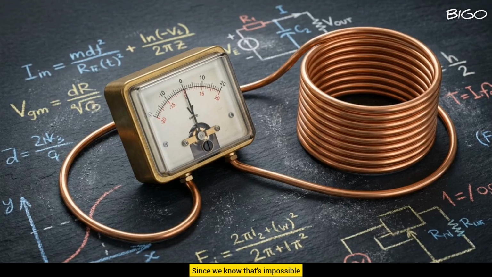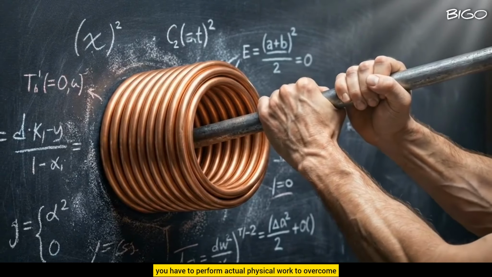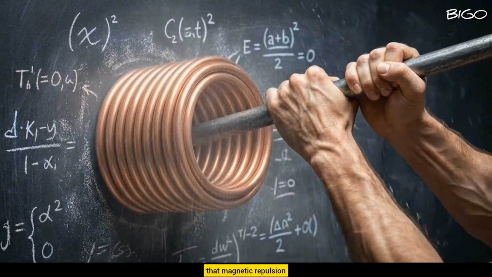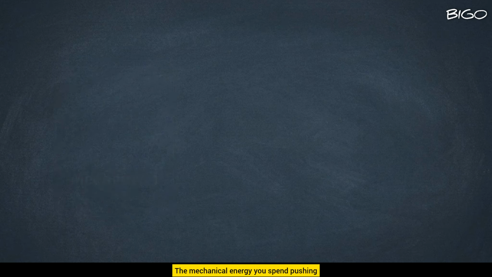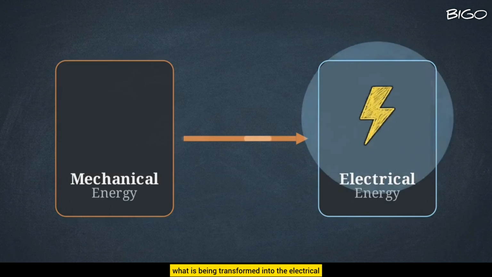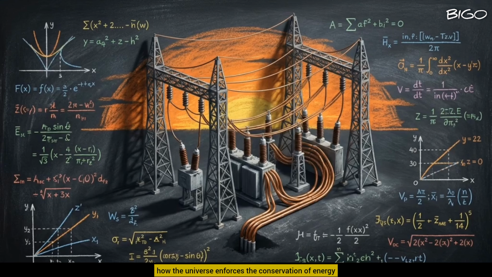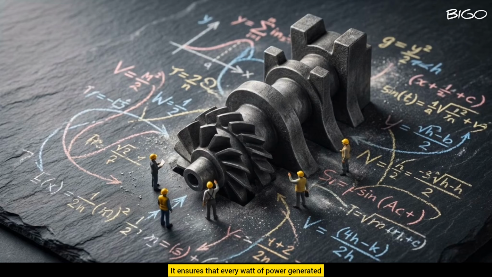Since we know that's impossible, Lenz's law acts as a cosmic check and balance. To get electricity out of the coil, you have to perform actual physical work to overcome that magnetic repulsion. The mechanical energy you spend pushing that magnet is exactly what is being transformed into the electrical energy flowing through the wire. Ultimately, Lenz's law is how the universe enforces the conservation of energy. It ensures that every watt of power generated is earned through physical effort.